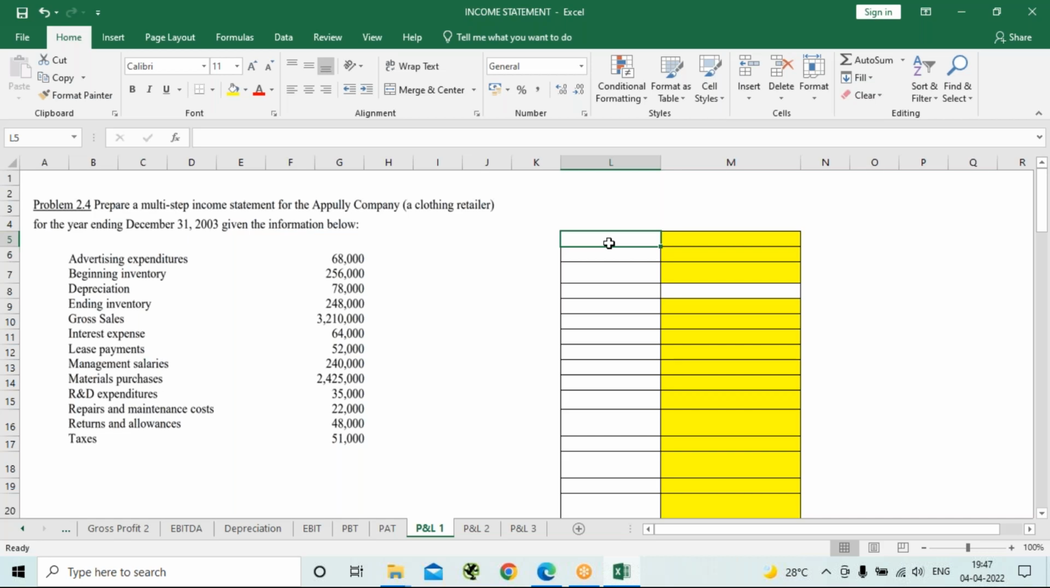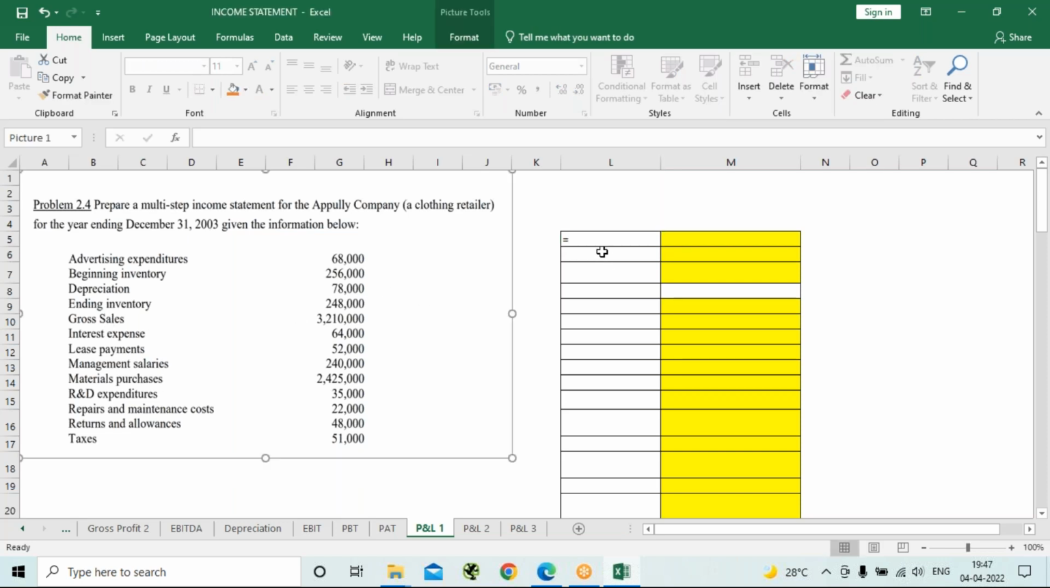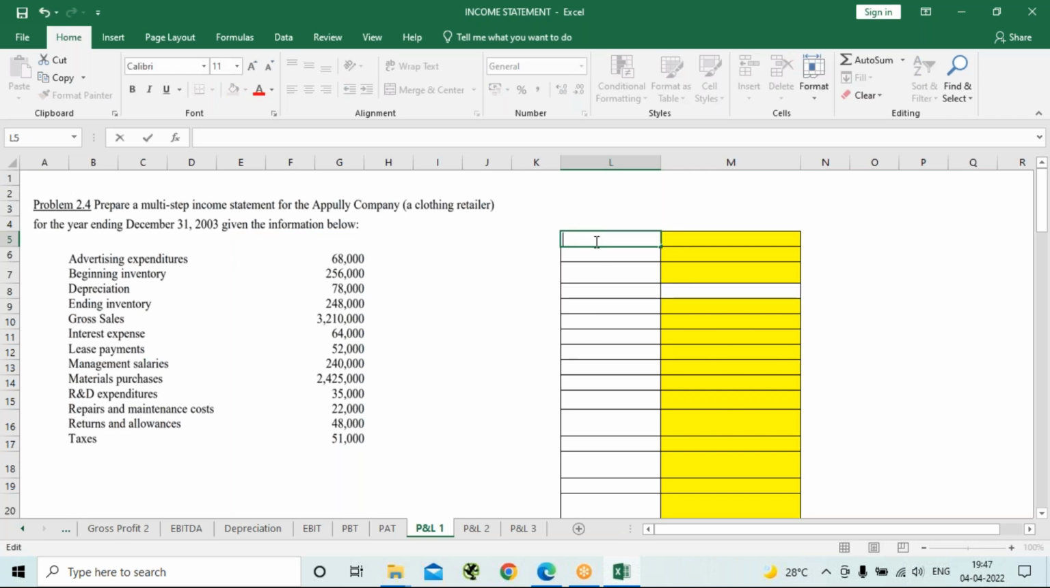Revenue, sir. So revenue. What is the revenue amount you have now? Good, it was the correct answer. The first line item in an income statement is revenue. So can you refer to the given data and try to connect? Gross sales. So I'll just take this. Okay, let me type it over here as sales, value is 32 lakh 10,000.